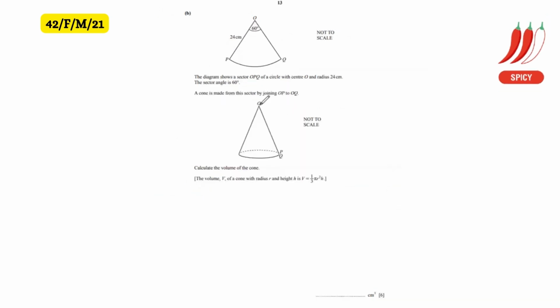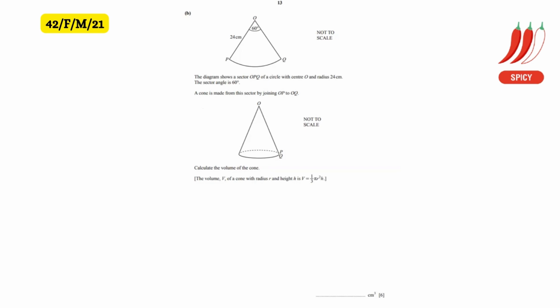Part B says the diagram shows a sector OPQ of a circle with center O and radius 24 centimeters. The sector angle is 60 degrees. The cone is made from the sector by joining OP to OQ. Calculate the volume of the cone. And they've given us the formula for the volume of the cone, which is 1/3 pi r squared h.